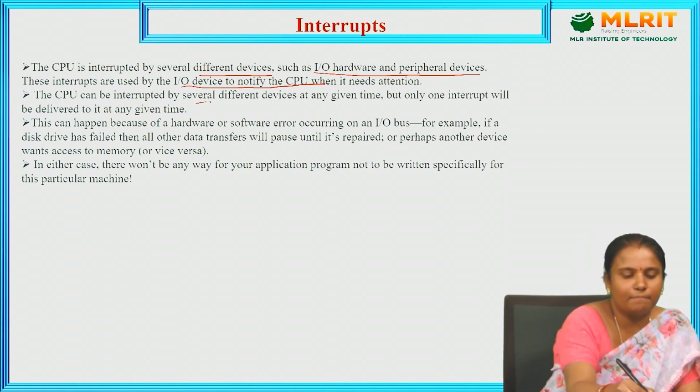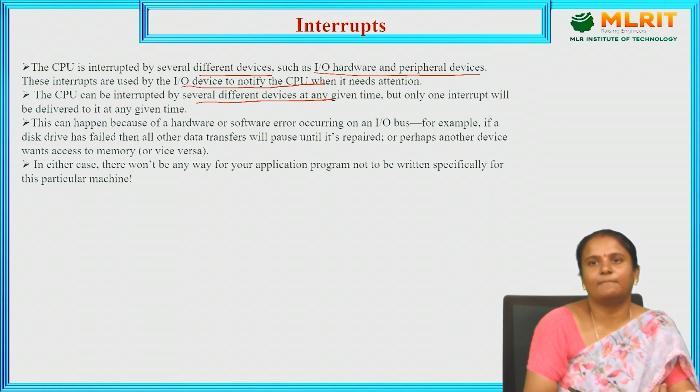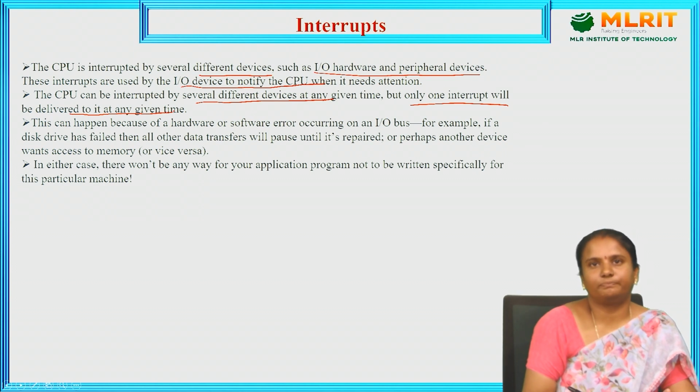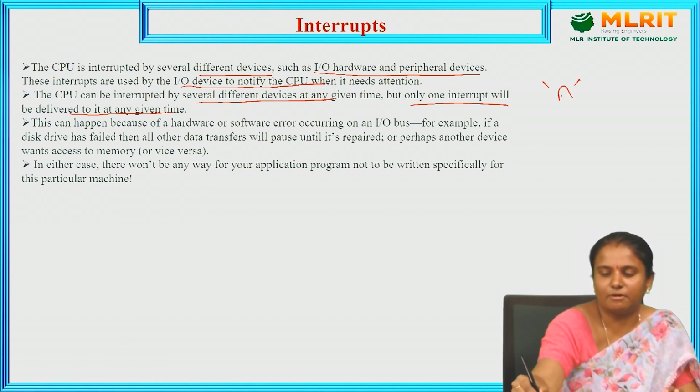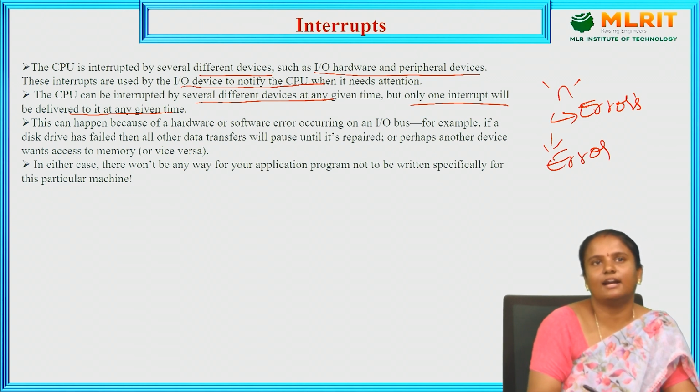The CPU can be interrupted by several different devices at any given time. But only one interrupt will be delivered to it at any given time. So if there are n number of errors, when you are accessing these errors, will each and every error be checked at a time? No. One after the other. So that is why only one interrupt will be delivered at a given time. Whatever interrupts or errors occur, they are solved one by one, only one at a given time.